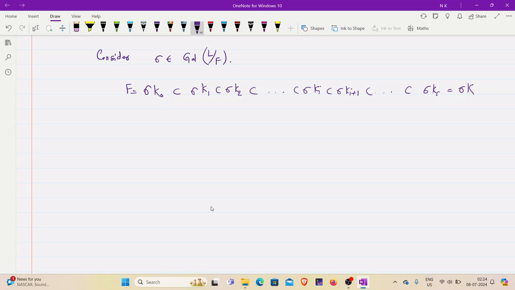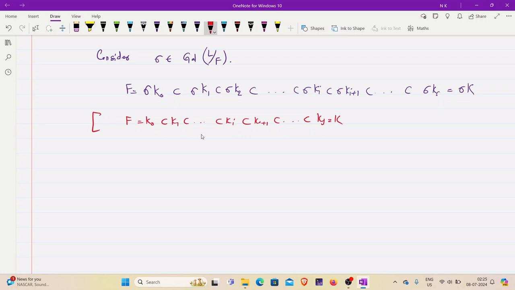Okay, further, composite of two root extensions is again a root extension. That means if we have two root extensions, then we can form another root extension by using the composite of those two root extensions. Idea is quite simple. Let me just explain it simply. Suppose we have a root extension, so definitely F equal to K naught, contained in K1, contained in so on, contained in Ki, contained in Ki plus 1, contained in so on, Ks equal to K, right?